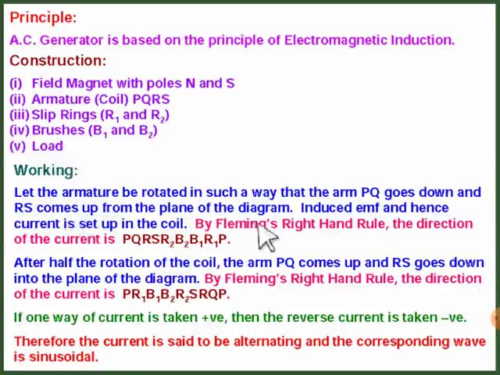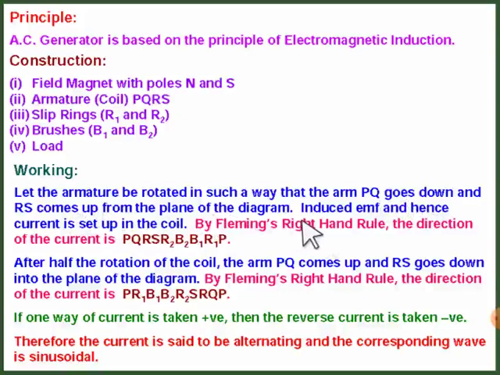So for the working of this AC generator, let's take that the armature is rotated in such a way that the arm PQ goes down. Okay, you just try to reverse the video backward and observe that diagram. Okay, so in that I can show you what happened. This arm PQ goes down and your RS comes up from the plane of the diagram.